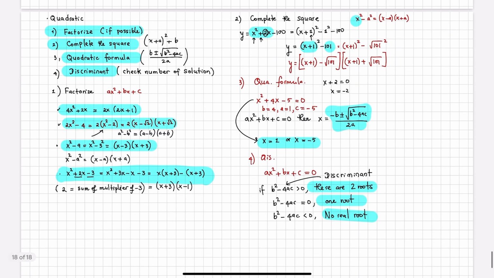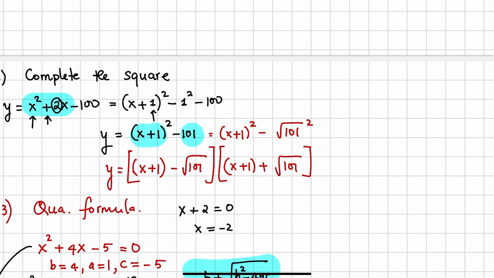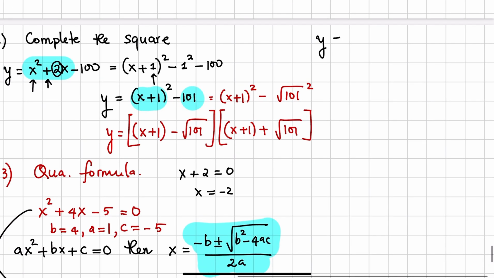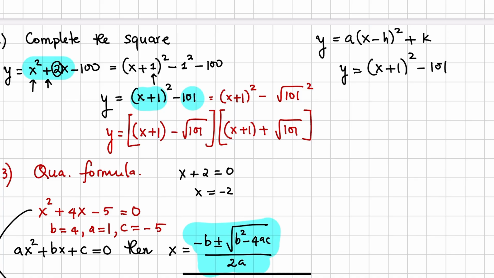Oh wait, I forgot to explain the vertex form. The vertex form is y equal a(x minus h) squared plus k, right? As you got y equal to (x plus 1) squared minus 101, that means h equals negative 1 and k equals negative 101. So then we get the coordinates of the vertex, which is negative 1 and negative 101. This is the coordinate of the vertex.